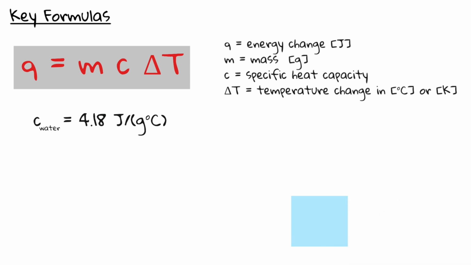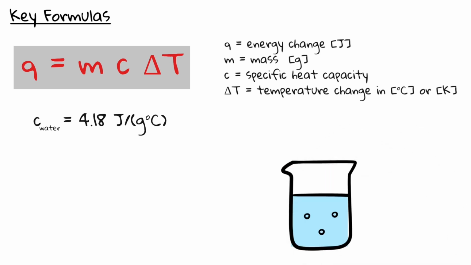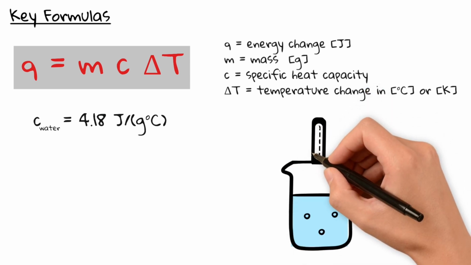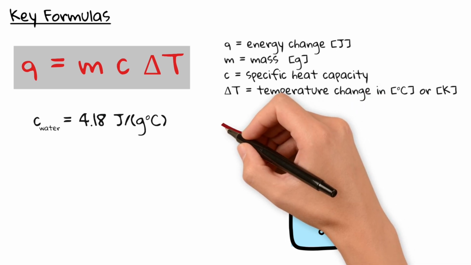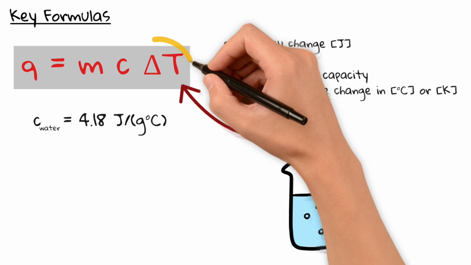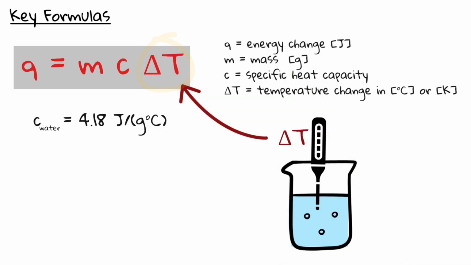Here's the logic. When a reaction happens in solution, it either releases or absorbs heat. That heat is transferred to the water or solution, which then changes temperature. By measuring the temperature change, we can calculate the energy change. So, calorimetry is basically chemistry's detective tool for energy.